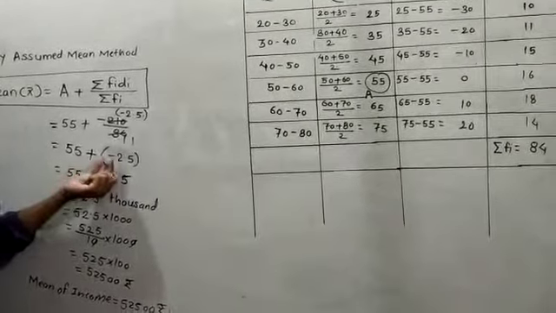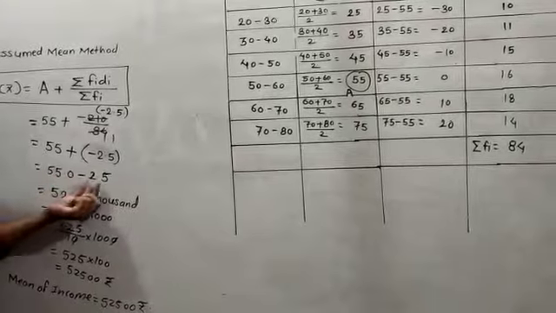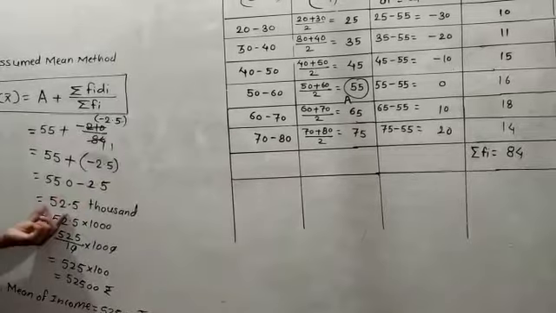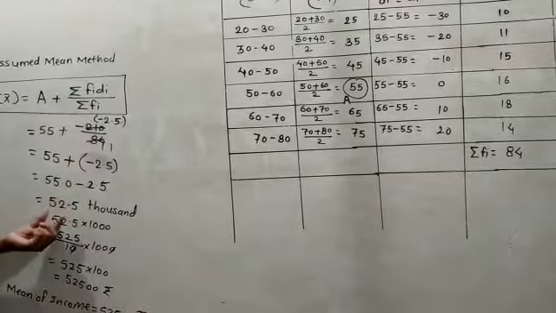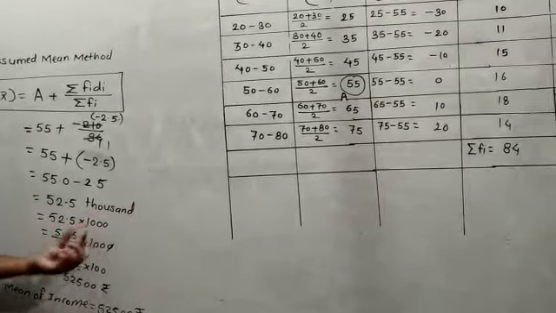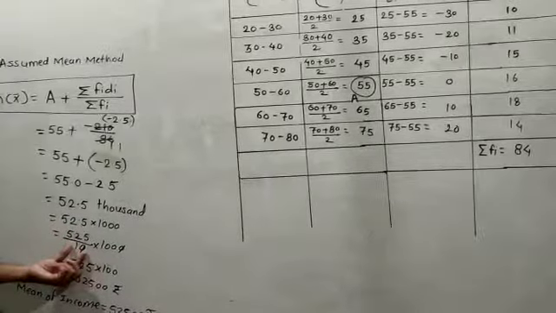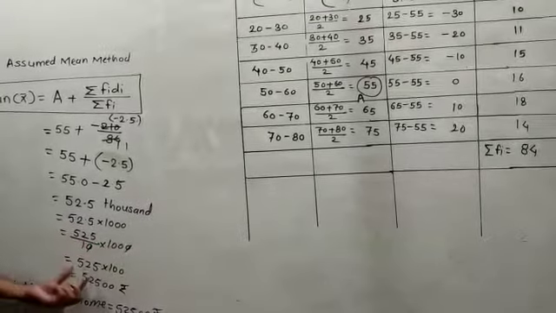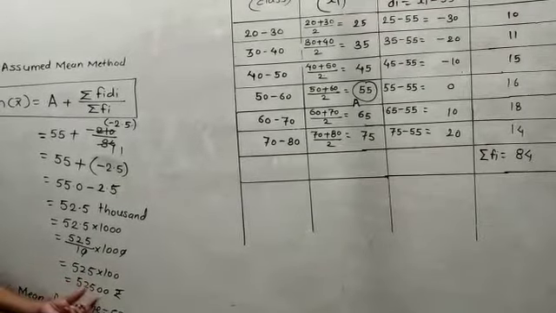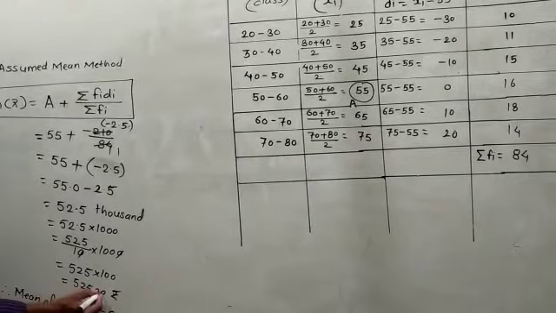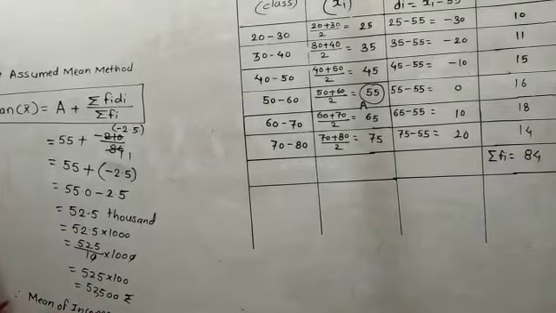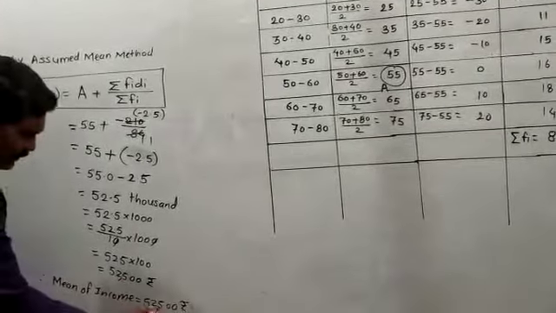Here plus multiplied by minus is equal to minus. 55.0 minus 2.5 is equal to 52.5 thousand. So the mean income is 52.5 thousand rupees. I will write this as 52.5 multiplied by 1000. One decimal place you have to shift, so 525 multiplied by 100 is equal to 52,500. So the mean income of the farmer is 52,500 rupees.